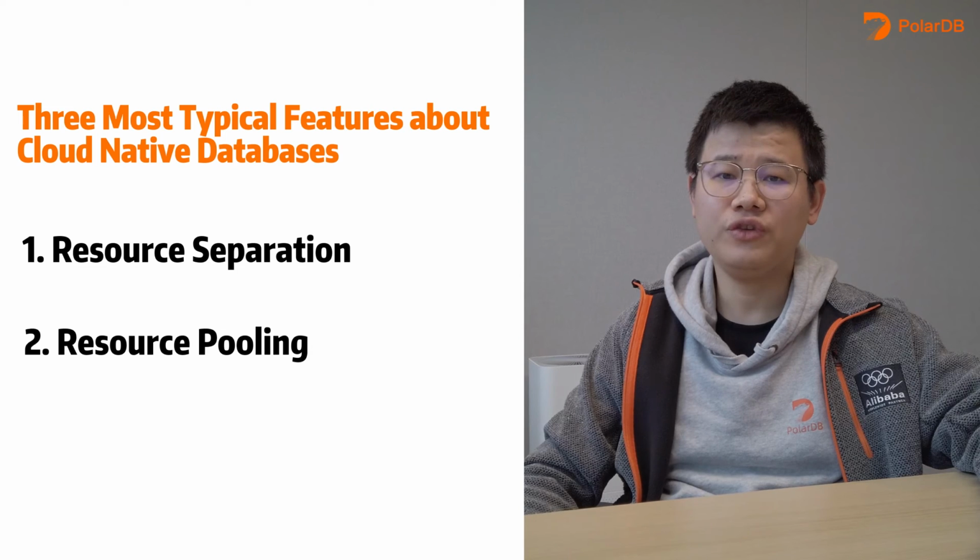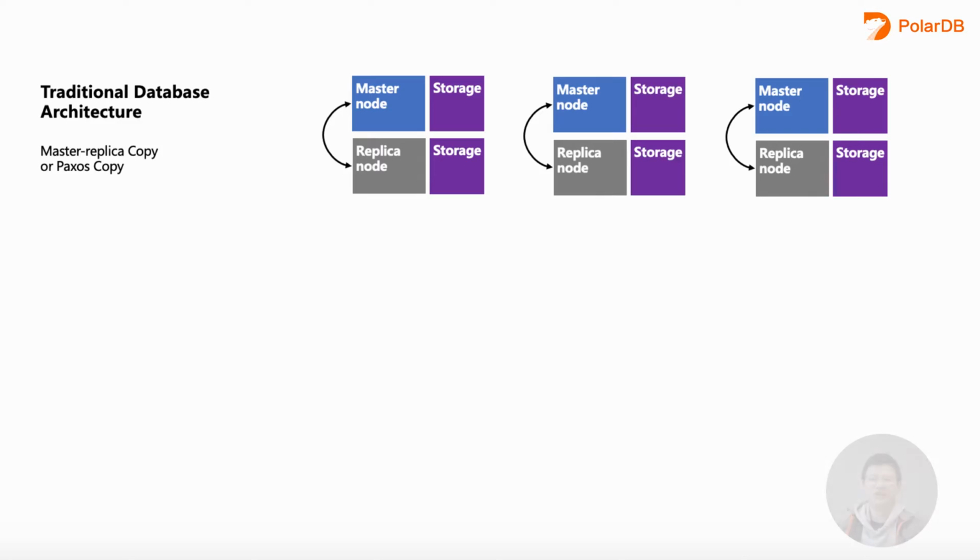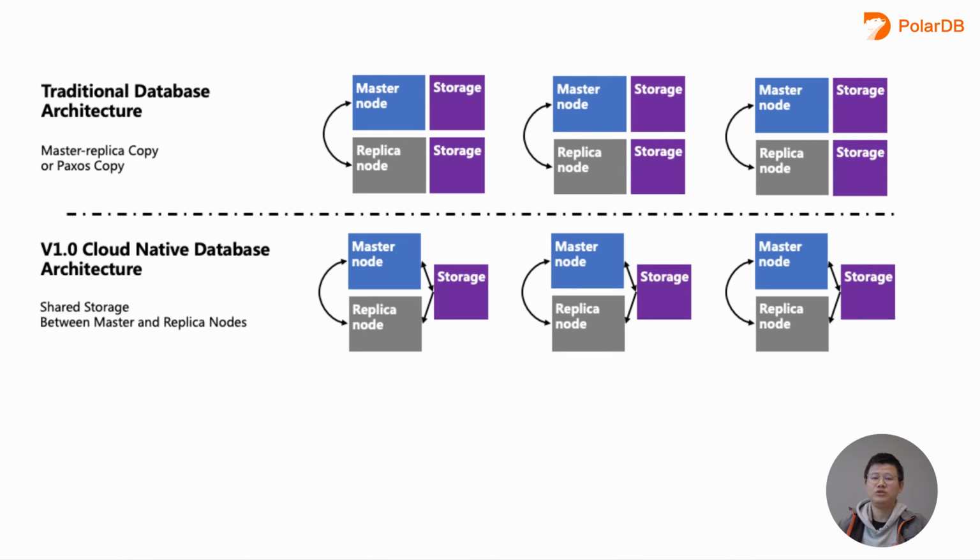And the last core feature of cloud-native database is data sharing. In the traditional database architecture, both master and replica nodes require individual duplicate storage. The first generation of cloud-native database architecture decoupled computing and storage, and enables the storage of data sharing between master and replica nodes. Therefore, the databases can do quick read scaling and don't need to duplicate storage for reading.